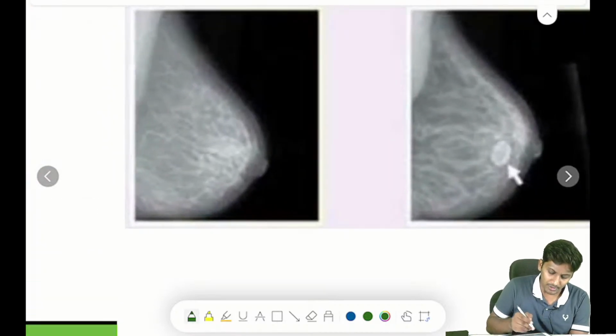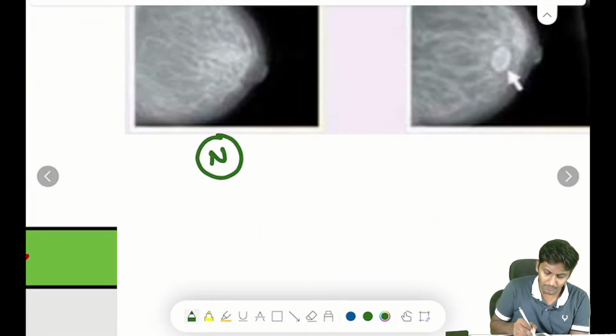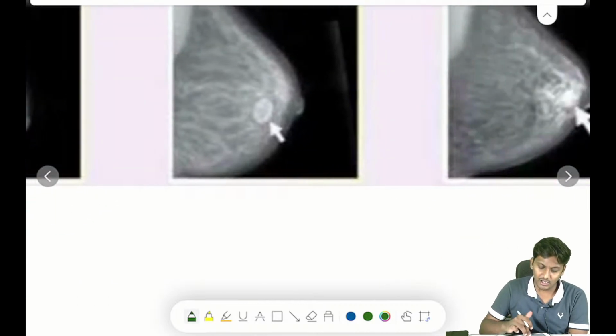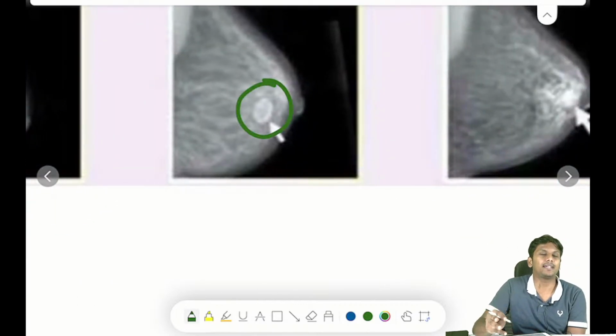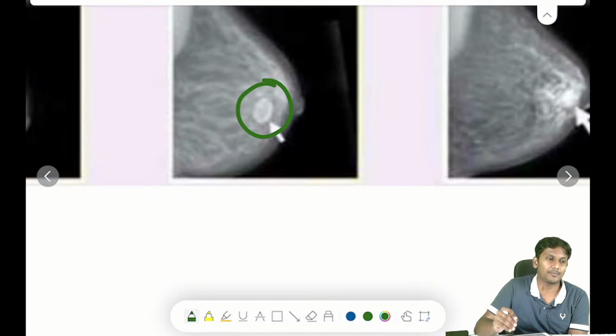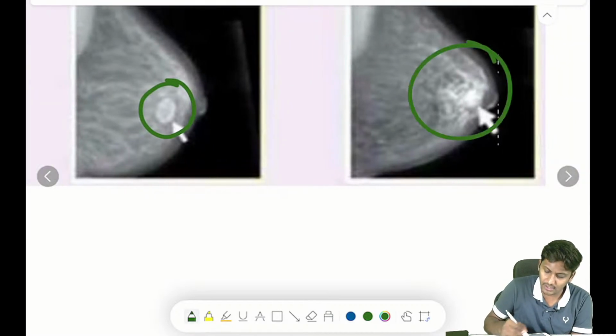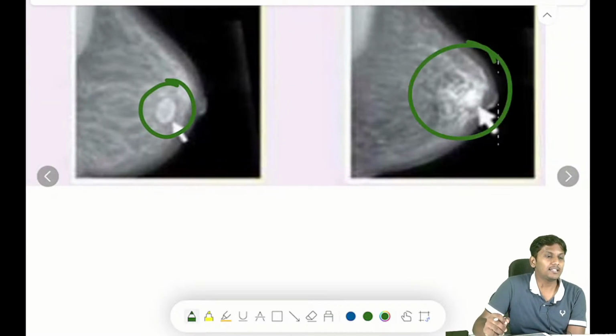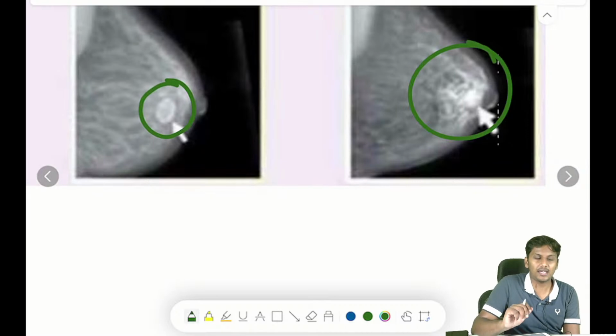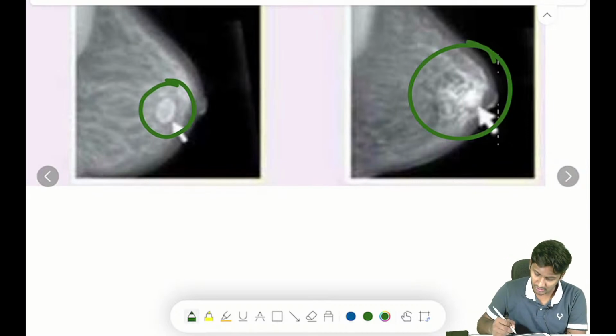This is nothing but a normal mammography. In this condition, can you see a lump inside the breast? Yes, this lesion or mass inside the breast is actually a benign lesion. And in the second condition, can you see this mass inside the breast? Yes, this mass or lesion is actually a malignant lesion that you have to be aware of.